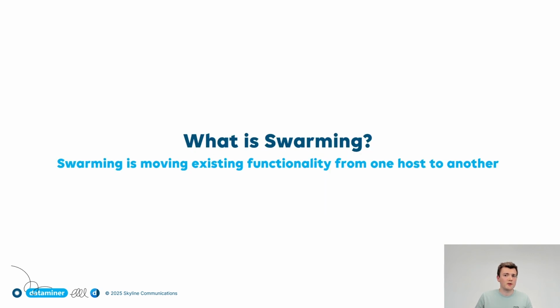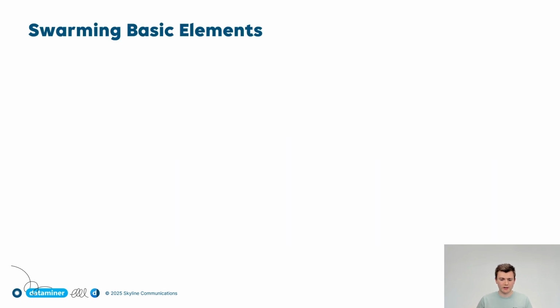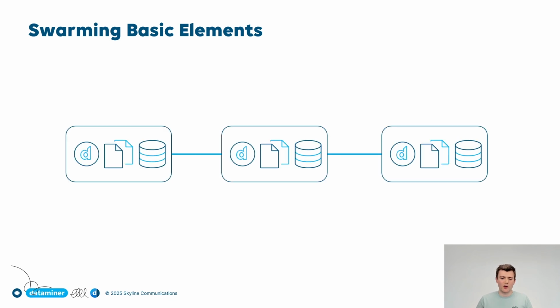So what is swarming? Swarming is moving existing functionality from one host to a new host. So within the same DataMiner system, you move something from one host to another. Now this sounds simple, but this is technically pretty challenging. So let me illustrate this with an example. So let's say we again have a DataMiner system with 3 agents that are connected in one DataMiner system, one cluster, and they share information.